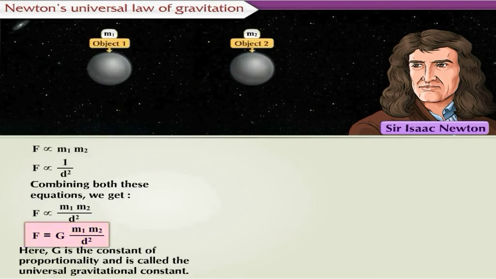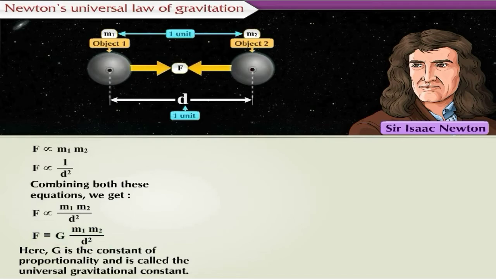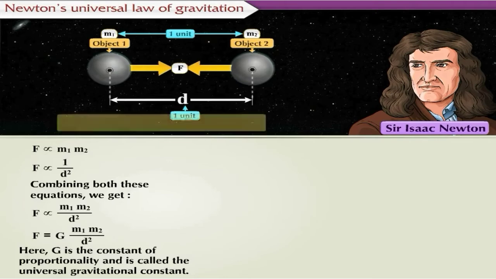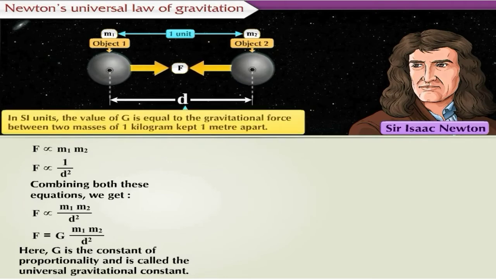From this equation, it can be seen that the value of G is the gravitational force acting between two unit masses kept at a unit distance away from each other. Thus, in SI units, the value of G is equal to the gravitational force between two masses of 1 kilogram kept 1 meter apart. G is equal to F into d square upon m1 into m2.